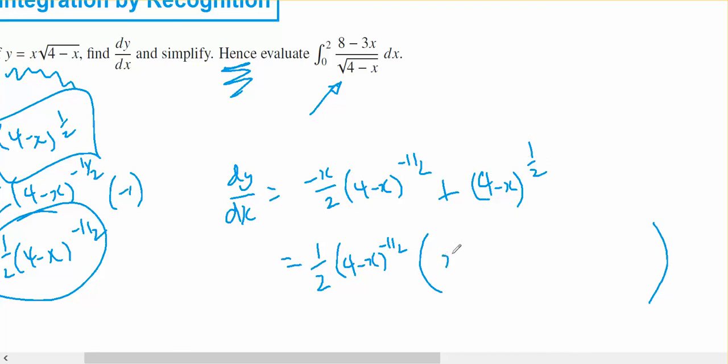So I'm going to have x times (4 minus x) to the 1. The 2 went out. The negative stayed in. And that went out. So then plus, I took out a half, but I didn't have a half, so that will be 2. I'll go back one step.